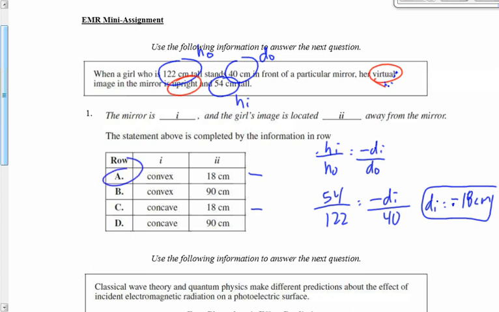If you can't think back to your ray diagrams or you don't want to sketch them, solve for the focal length. 1 over F is equal to 1 over DO plus 1 over DI. I don't know what the focal length works out to be there, but I can tell you it will work out to be negative something. And if it's negative something, then that tells me it's got to be a diverging mirror or a convex mirror. Is that good? Answer is A.